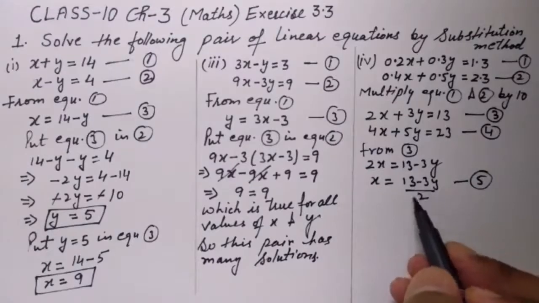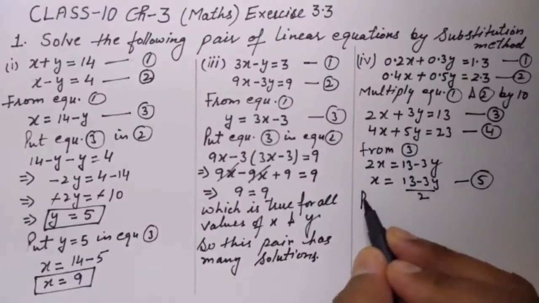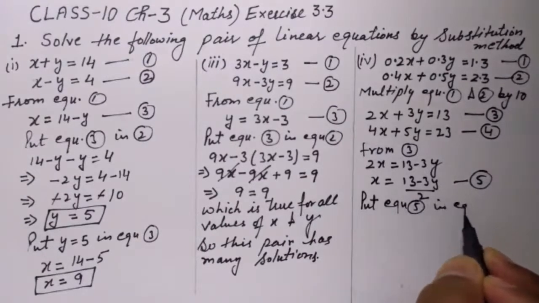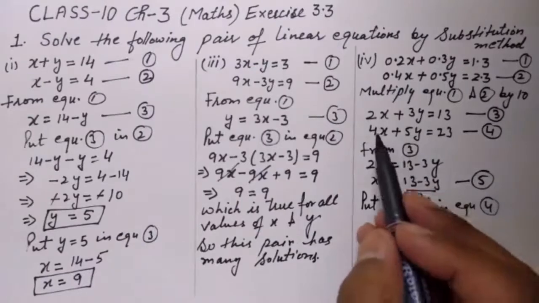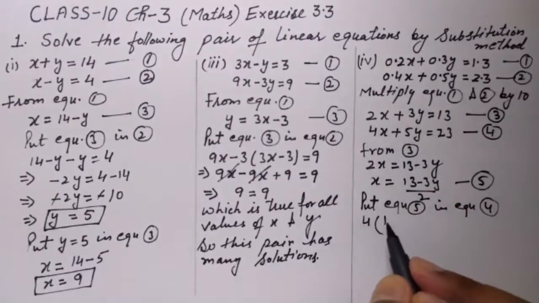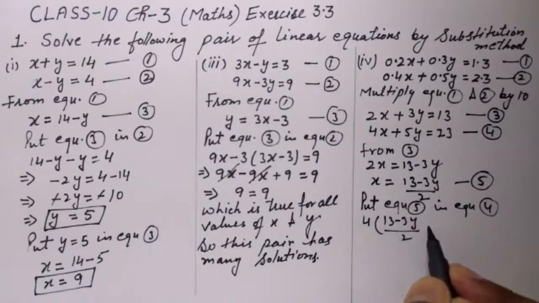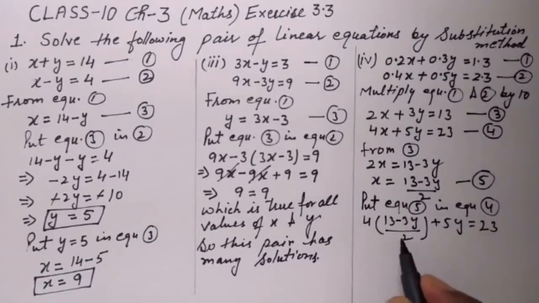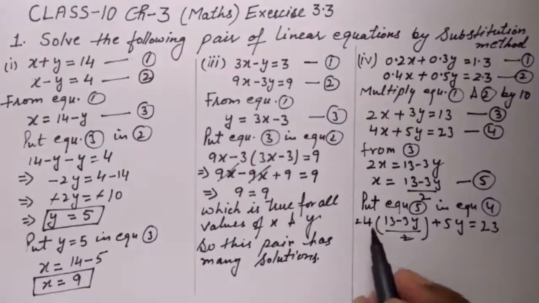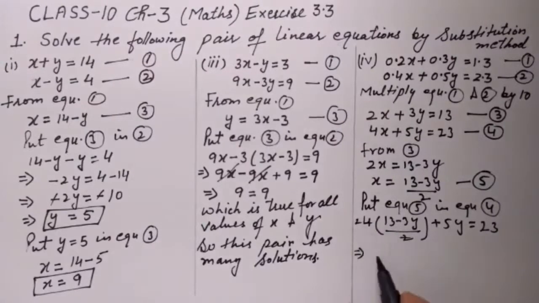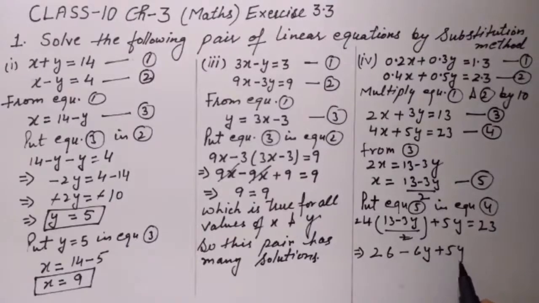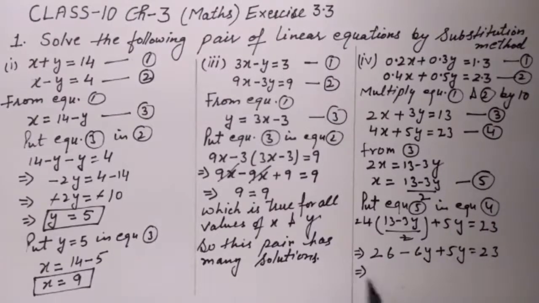I'll fill equation 5 in equation 4. So put equation 5 in equation 4. Let's see what will be. 4 into x, x is 13 minus 3y over 2, plus 5y is equal to 23. So 2 ones are 2, 2 twos are 4. So now 2 into this, that implies 2 into 13 is 26 minus 2 into 3 is 6y plus 5y is equal to 23. Now minus 6y plus 5y is minus y.